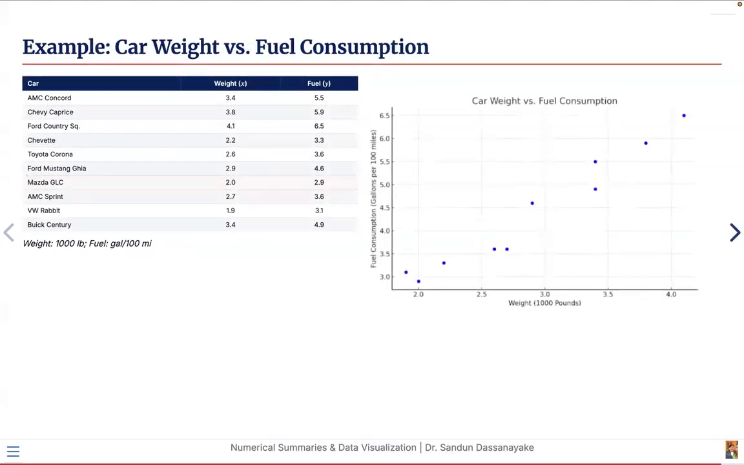So let's look at car weight versus fuel consumption. The car weight is in pounds, and as the car weight increases, you can see the fuel consumption also increases. Increasing values result in increasing values. So the car type is given, weight is given, fuel is given.